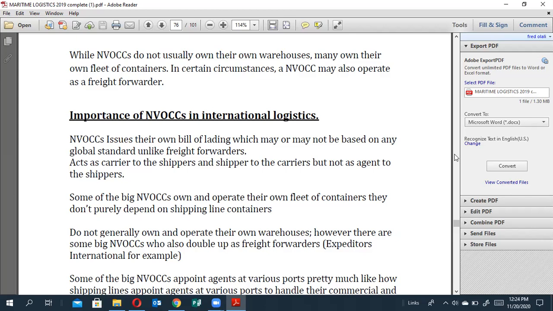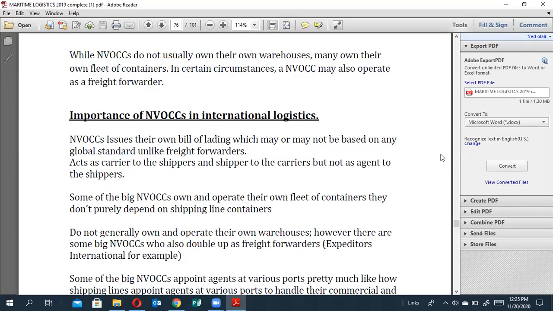In certain circumstances, an NVOCC may also operate as a freight forwarder. Now, the importance of NVOCC in international logistics. They issue their own bill of lading, which may not be based on any global standard, unlike the freight forwarders. They act as shipper to shipper, carrier to shippers, and shipper to carriers, but not as an agent to shippers. So they are not acting as an agent.